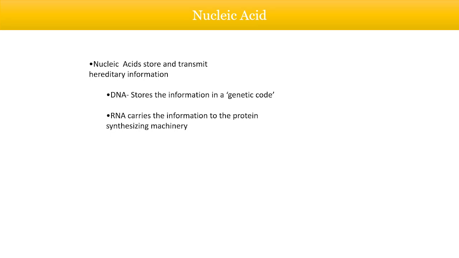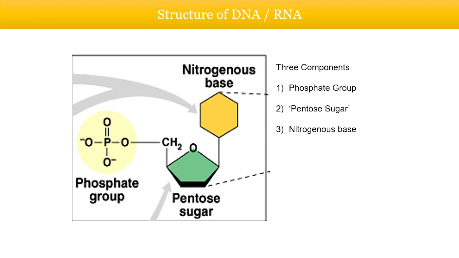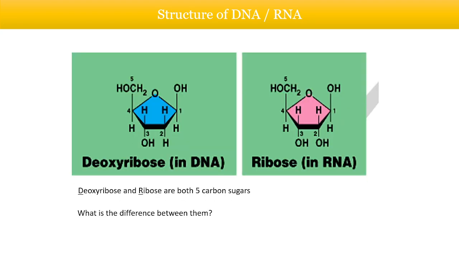Then another important difference is in the nitrogenous bases found in DNA and RNA. In DNA you find A, T, C, and G, whereas thymine gets replaced by uracil.